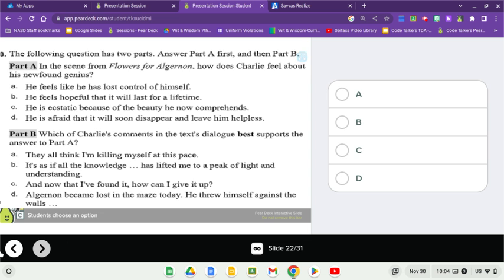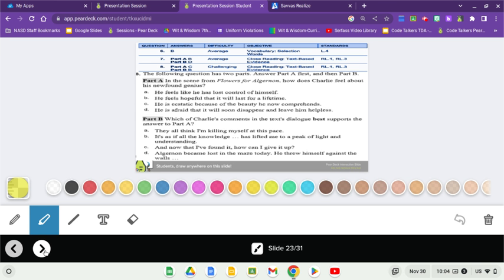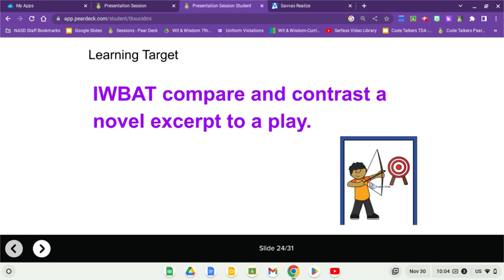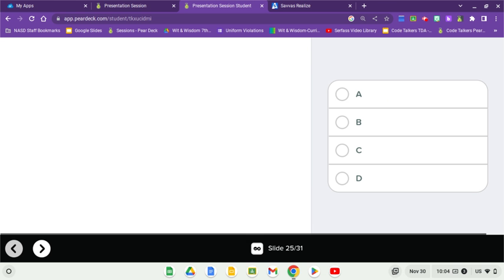All right. So on slide 23, we've got C and B. Can you believe it? He is ecstatic because of the beauty he now comprehends. And then we've got B. It's as if all the knowledge, says Charlie, has lifted me to a peak of light and understanding. Well, that does sound nice. We are comparing and contrasting the novel excerpt to the play. We continue to do so.